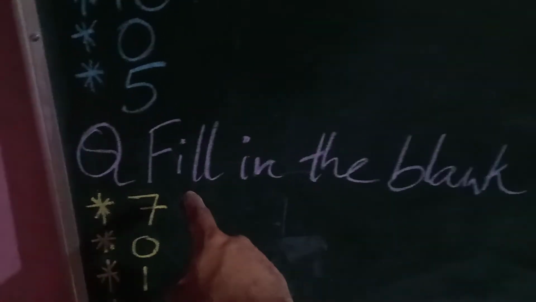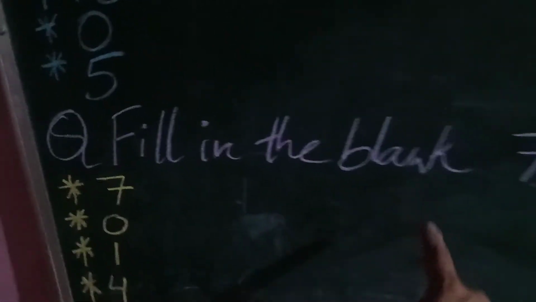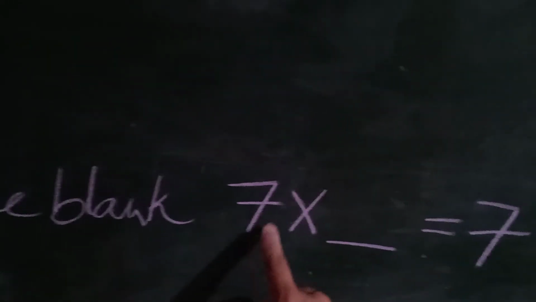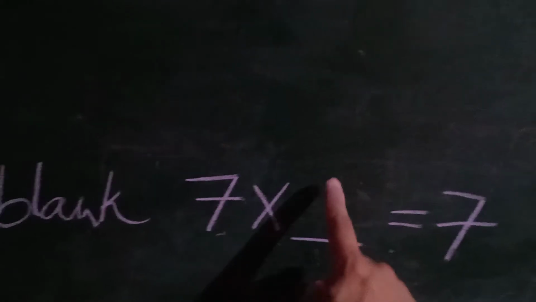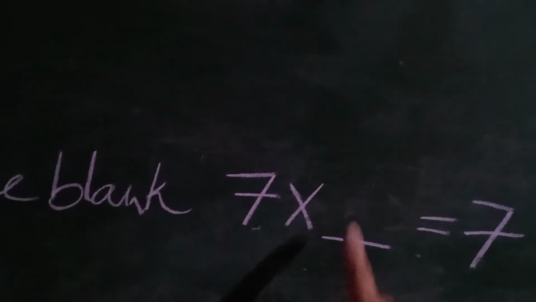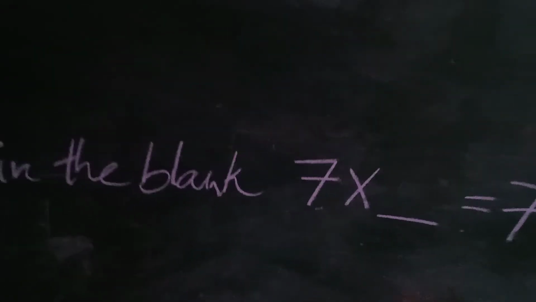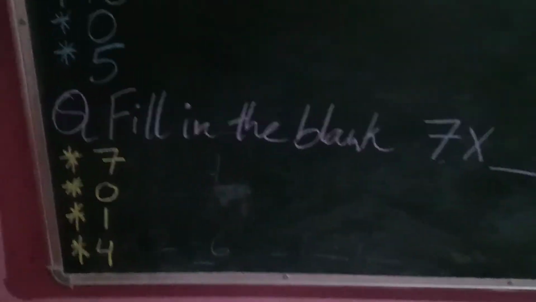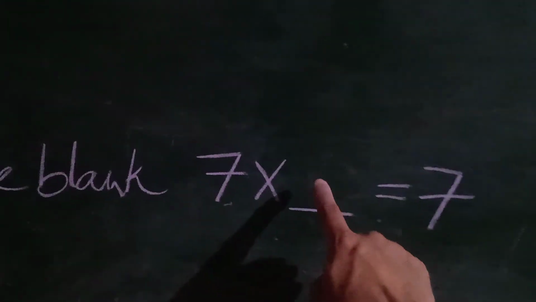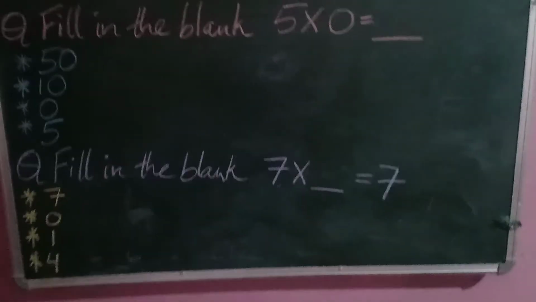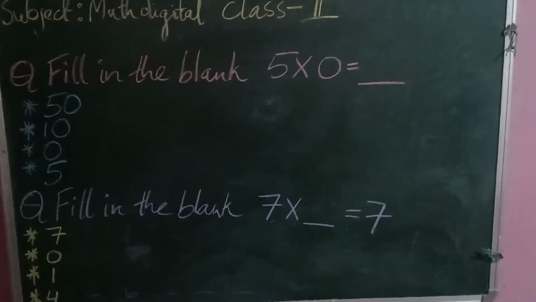The next question is similar: fill in the blank with 7 multiplied by something is equal to 7. You have to find the missing number. I have given some options: 7, 0, 1 and 4. Which is the correct one? You need to fill it in over here. And the next question.